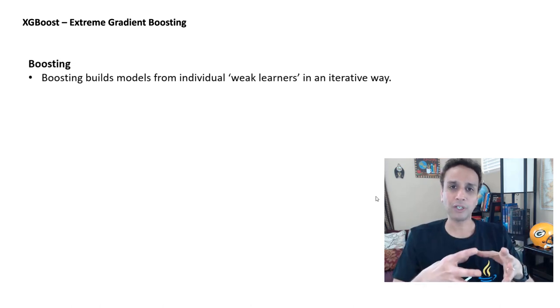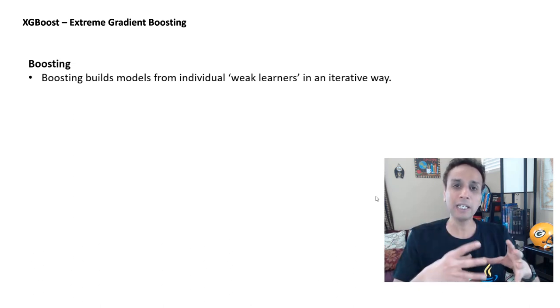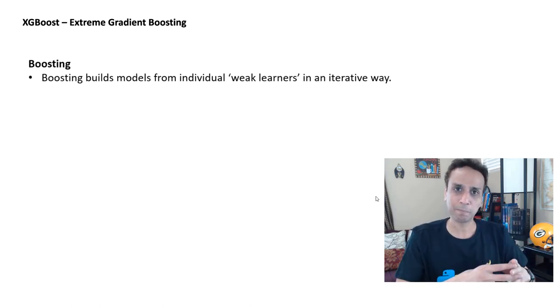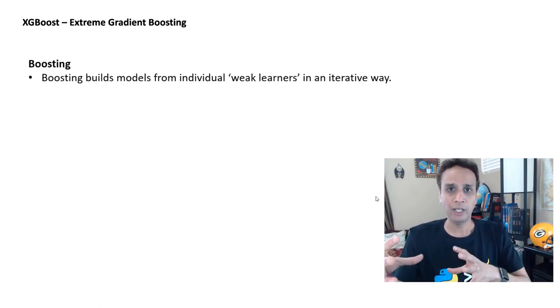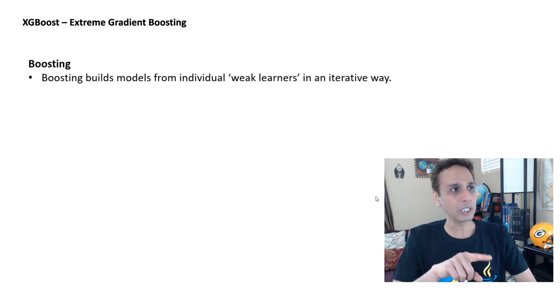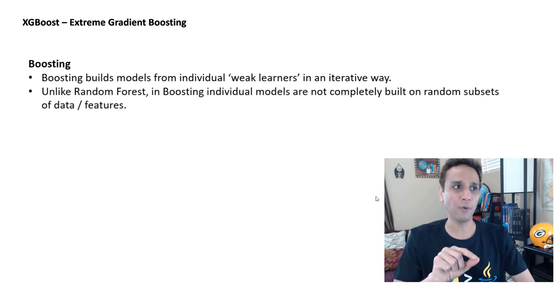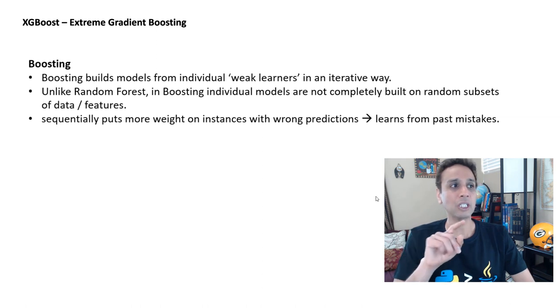You put multiple trees together. This is where random forest comes into the picture, right? In random forest, you're building multiple trees, but while building them, all the features are not available. You're taking only a subset of features to build a tree. So boosting, very similar to random forest, builds models from individual weak learners. Now, unlike random forest, in boosting these models are not built on random subsets. Instead, they are sequentially put together.